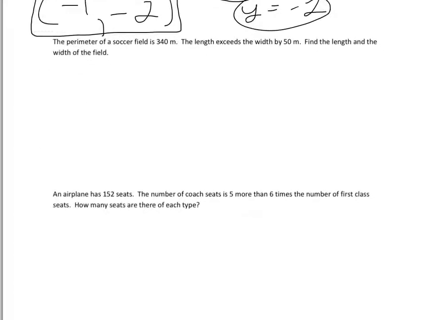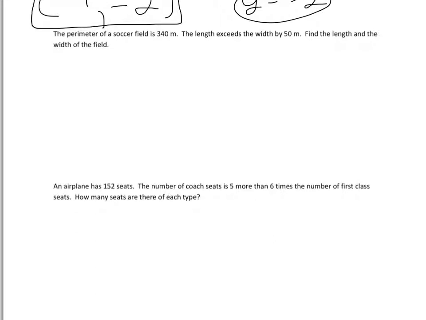Okay, so the next two, it looks like we have a couple story problems. For story problems we're going to just read through and see if we can get an idea what's going on with these. Now, the first one says the perimeter of a soccer field is 340 meters. A soccer field is rectangular, so you have a length, a width, and a width. So the perimeter is 340 meters.